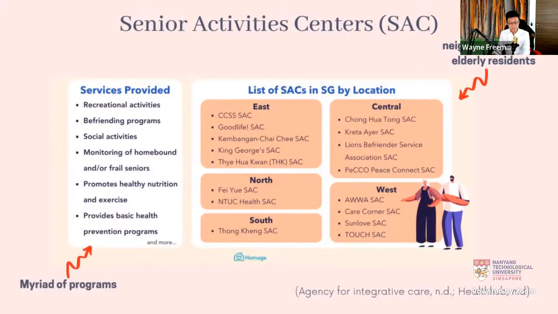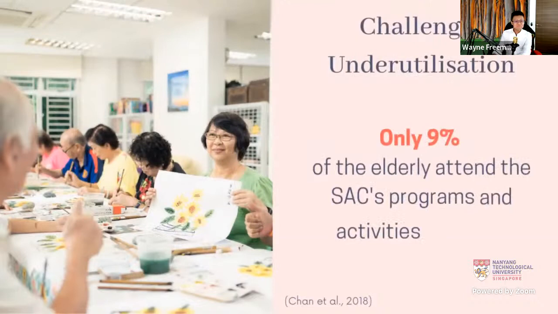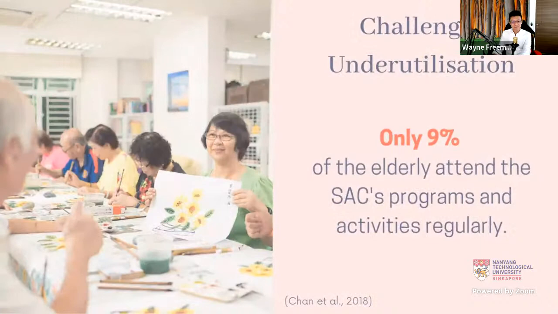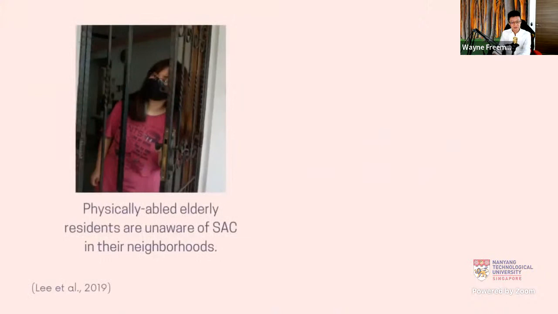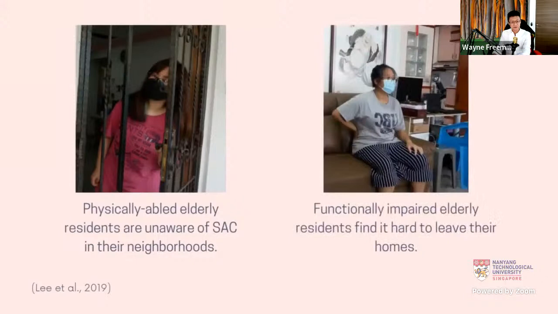Although, one challenge the SACs may be facing is their underutilization. A study found that only 9% of the elderly actually attend the SAC's programs and activities regularly. This could be attributed to two reasons. Number one, the physically able elderly residents are unaware of an SAC in their neighborhood and the programs it conducts. And number two, functionally impaired elderly residents find it difficult to leave their homes to attend the programs. Therefore, there has to be a solution which addresses these two issues.